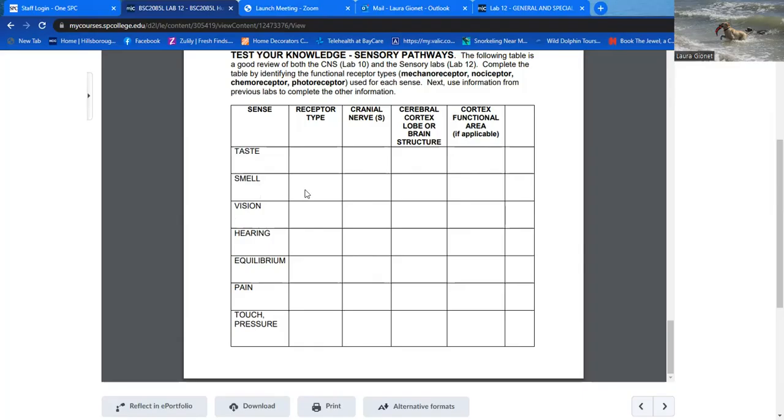All right, smell. Receptor type is also chemo. Cranial nerve is olfactory. The lobe is temporal, and it's processed in the olfactory area. Vision: photoreceptor, optic nerve, occipital lobe, visual area.